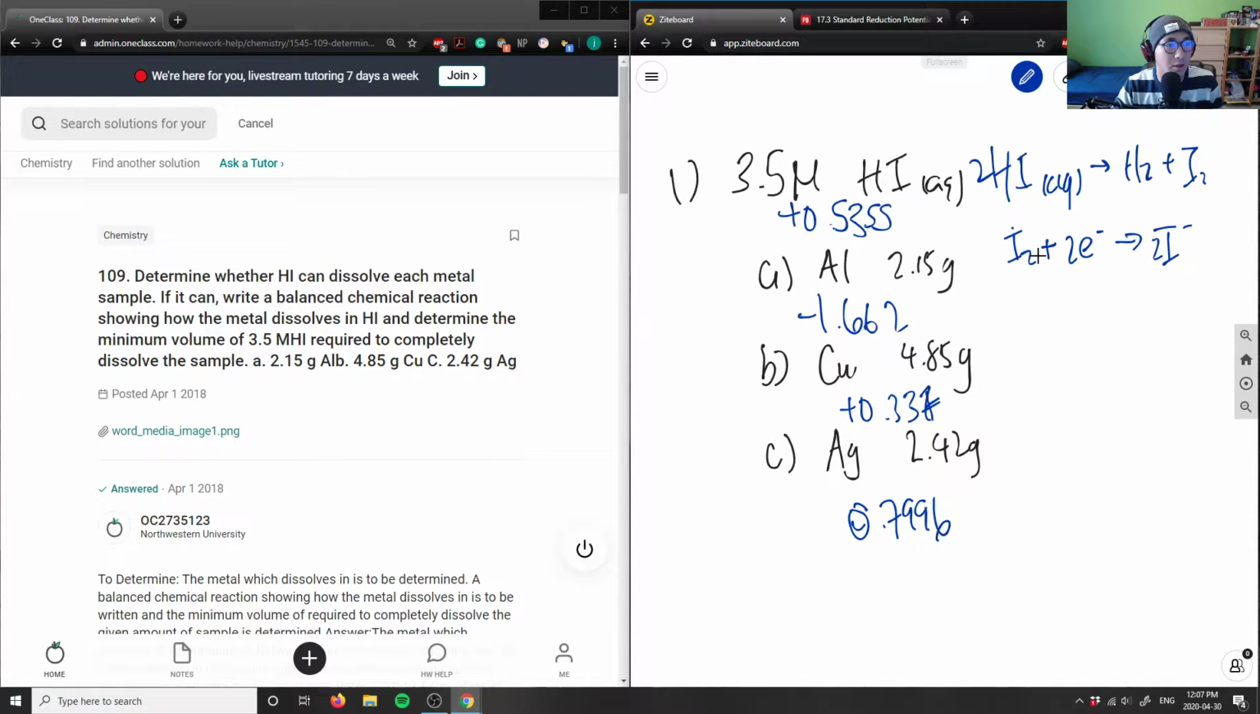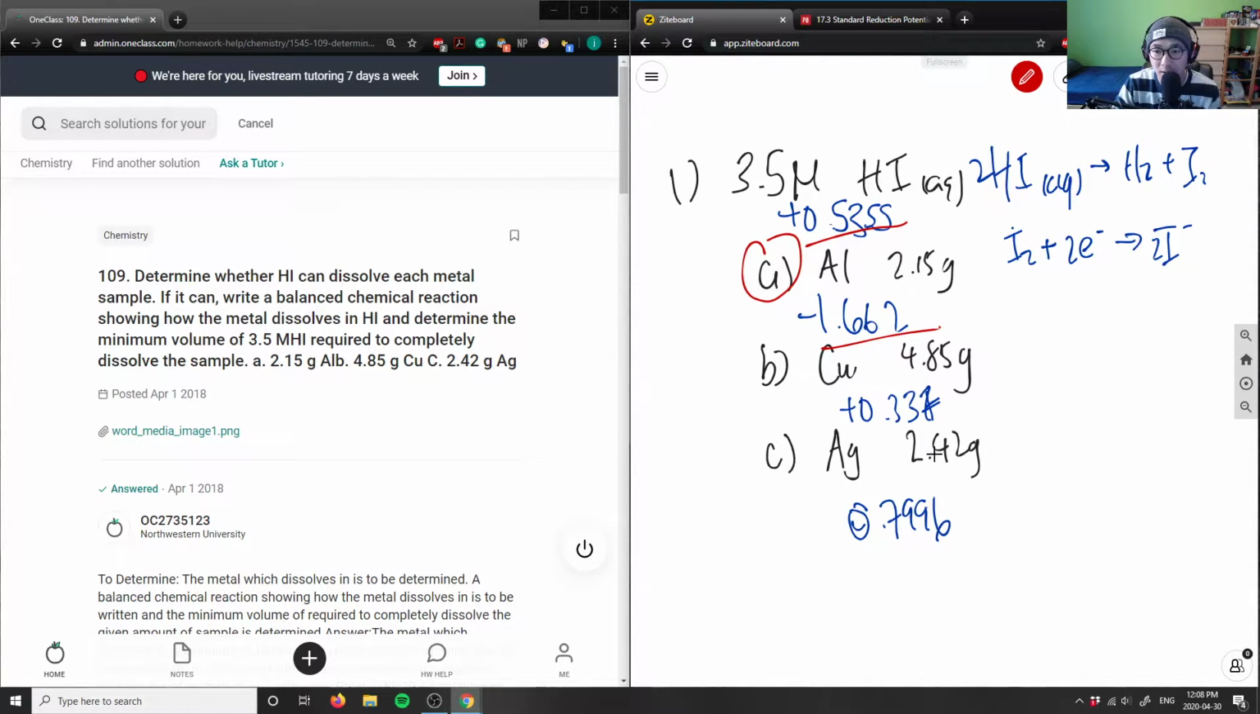Basically we're looking at these standard reduction potentials, and we're looking at which one is furthest apart from positive 0.5355 in terms of the difference. And we're going to realize that the difference here is greatest for aluminum, right? The difference between 0.5355 and negative 1.662 is the greatest, which means it's going to dissolve the metal. So aluminum here is our correct answer. So I know it's going to be A.